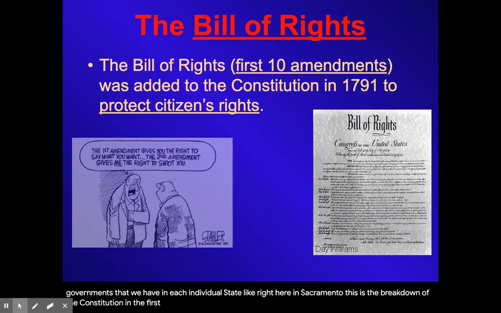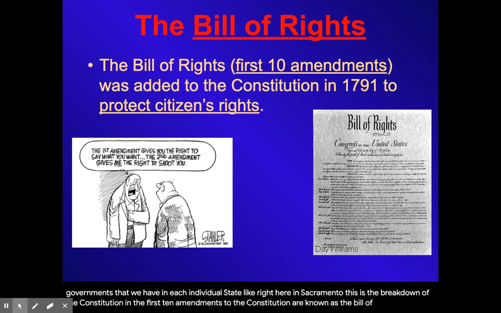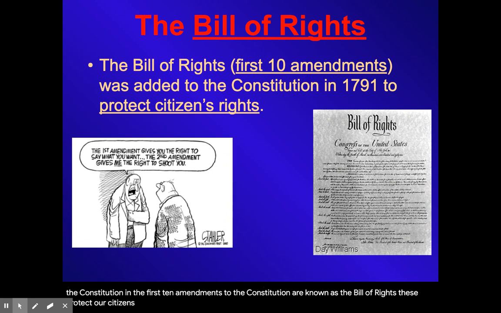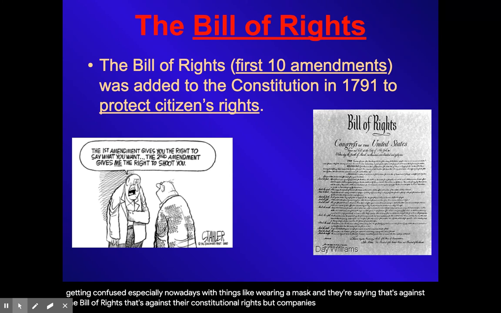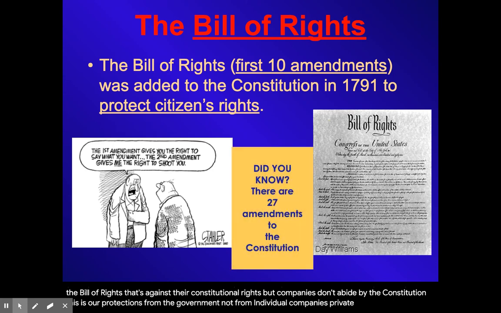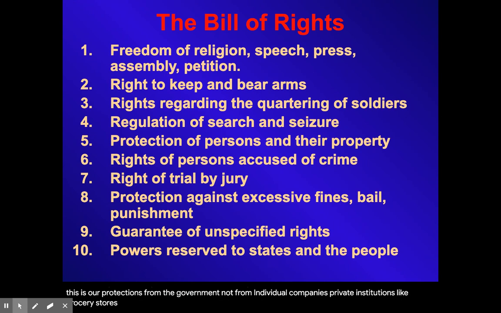And the first 10 amendments to the Constitution are known as the Bill of Rights. These protect our citizens. So all of these protect us as individuals from our government. Now, a lot of people are getting confused, especially nowadays, with things like wearing a mask, and they're saying that's against the Bill of Rights, that's against their constitutional rights. But companies don't abide by the Constitution. This is our protection from the government, not from individual companies, private institutions like grocery stores. And that's an overview of the Bill of Rights.